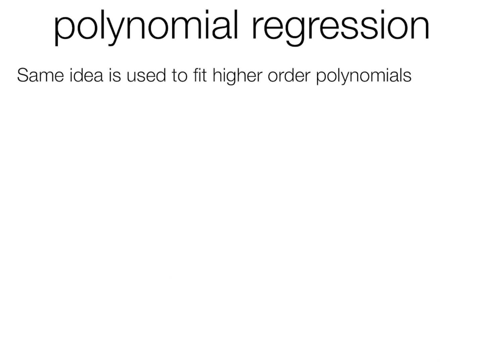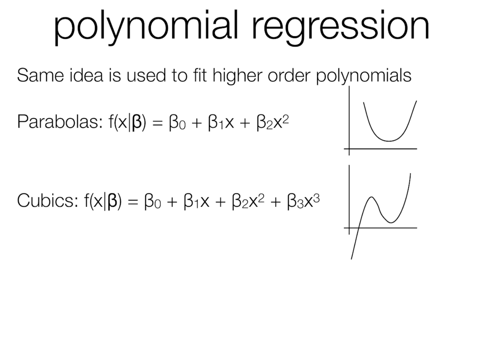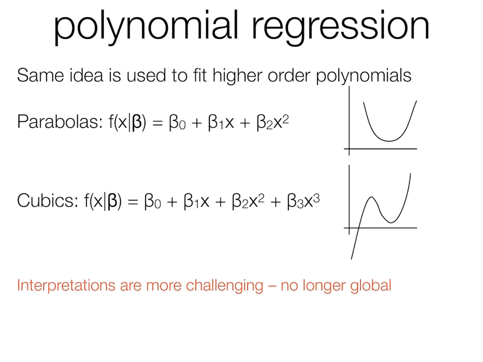Now, just like we can do linear regression, we can also fit polynomials to data sets as well. For example, we could fit a parabola to a data set, or we could fit a cubic. This can be useful in various circumstances. Be careful because the interpretations are more challenging. The interpretation is no longer global.